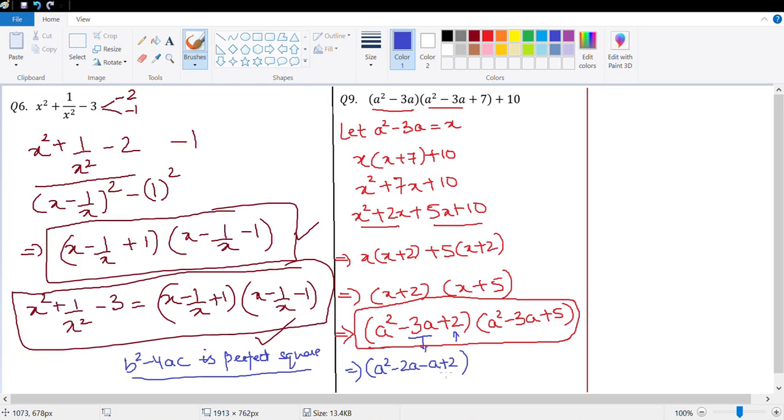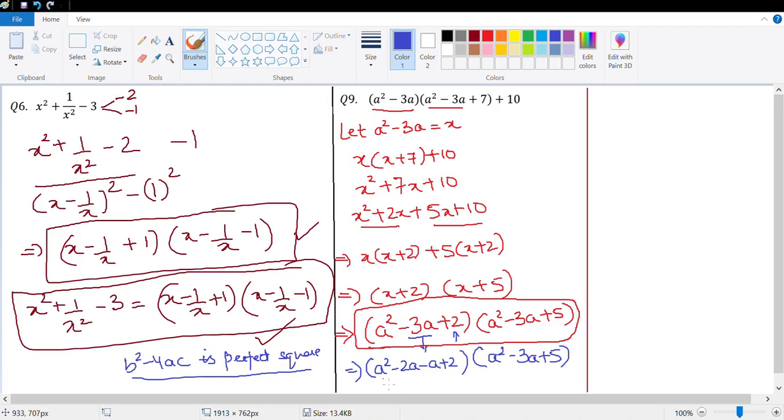So factors of 5, the sum of which is negative 3. Only one set of factors, which is 1 and 5. Well, that's not negative 3. Let's try negative 1 and negative 5. That's not negative 3 either. So this is not factorizable any further.